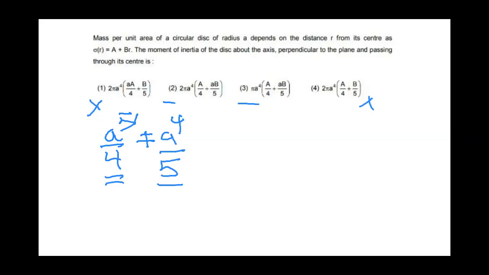But in option 3, the first term, you don't have a 2. You know your unit mass, you will get a 2 pi r. So your option 3 is also ruled out. Bang, you got the correct option 2. So this you have done straight away in 30 seconds, and you have saved lots and lots of time, which you can utilize in solving new questions.